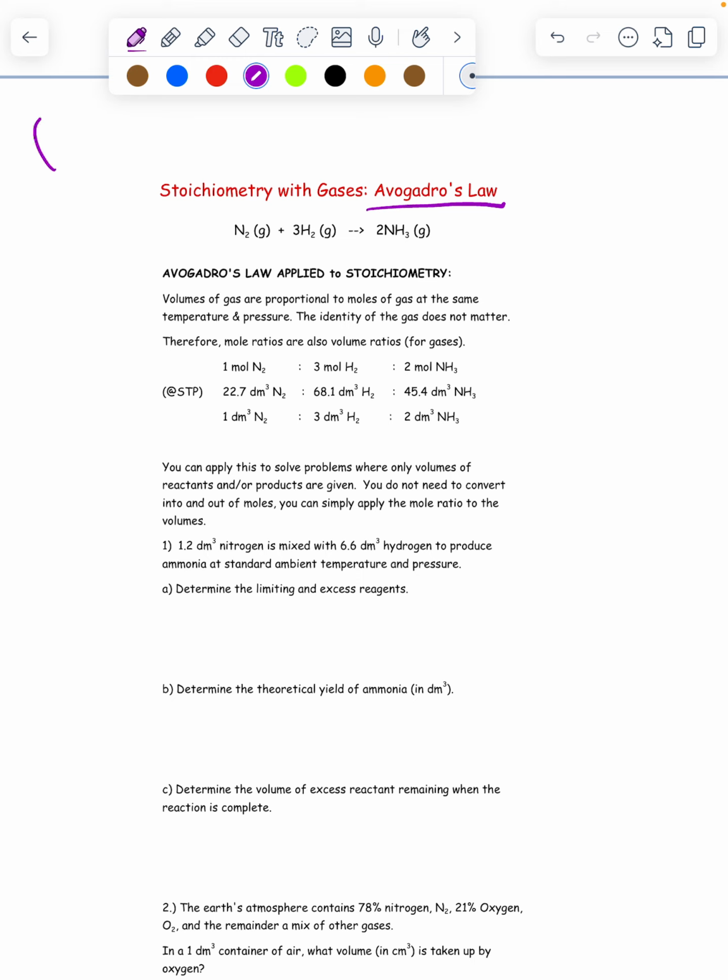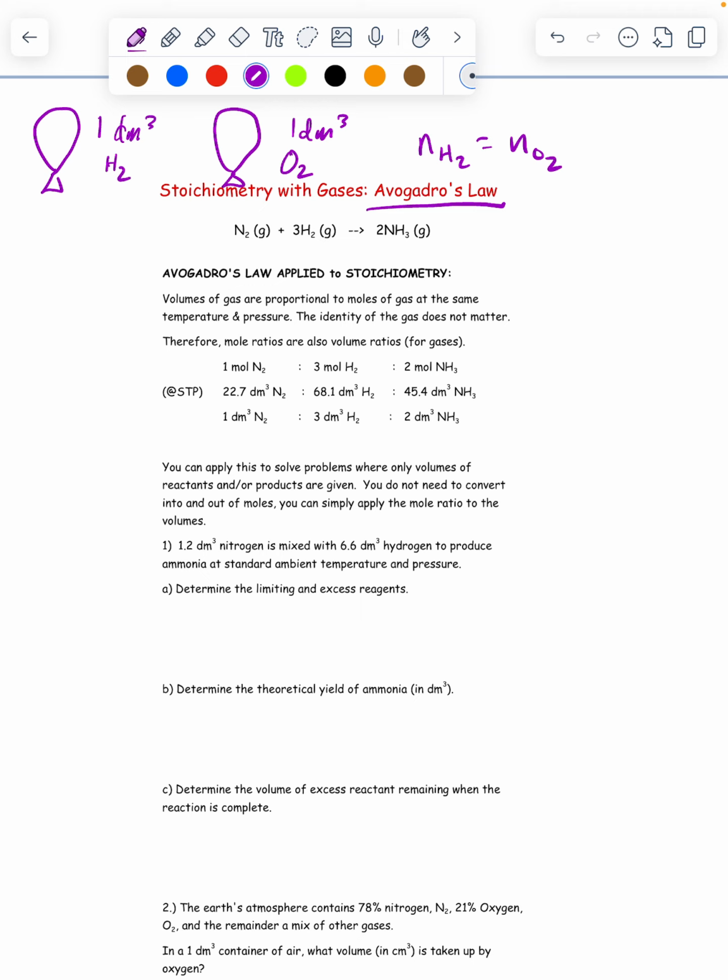So if I have 1 liter, 1 dm cubed of hydrogen, and I have the exact same volume of oxygen, then they have equal moles. The moles of hydrogen is equal to the moles of oxygen. The masses would not be the same because oxygen is a lot heavier than hydrogen, but the number of particles and therefore the number of moles is equal.